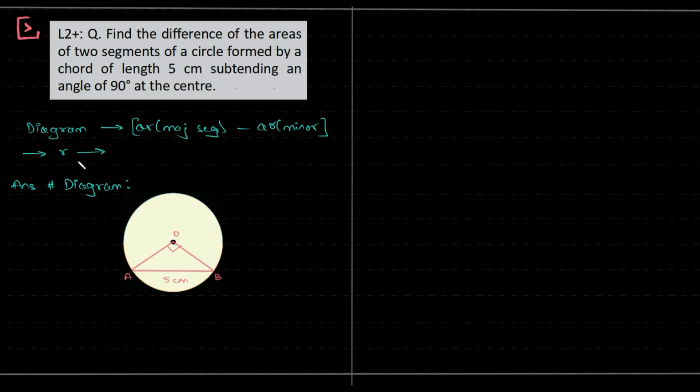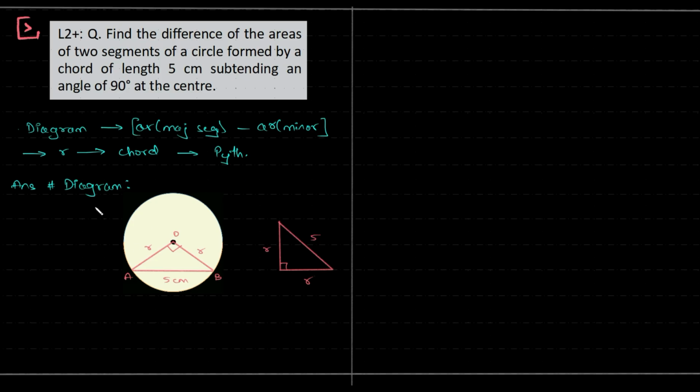How will we figure out the radius? With the help of the length of the chord, which is 5 centimeters. This is R, this is R. How can we find this? We basically have a right angle triangle, to be specific, an isosceles right angle triangle. These two sides are R and this is 5. So what will be R? We can make use of the Pythagorean theorem, and we will be done.